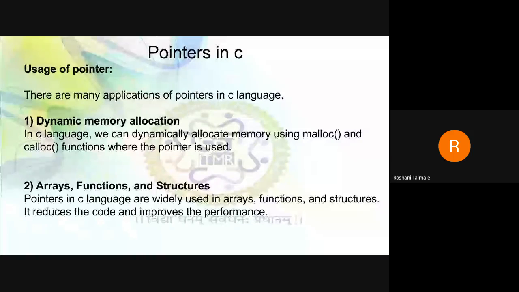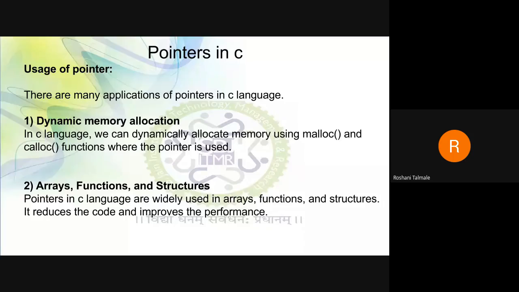Creating a memory during the execution of the program, or allocating the memory during the execution of the program. Basically, we are using the four functions which are there in dynamic memory allocation. First is malloc, second is calloc, third is realloc, and fourth is free. So we have four functions in dynamic memory allocation.